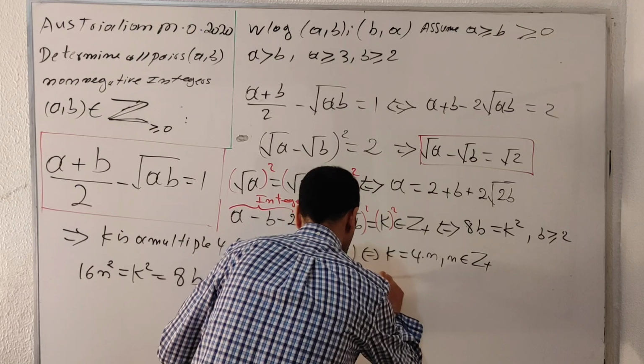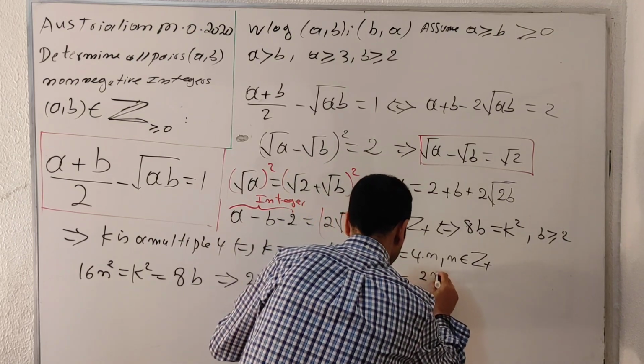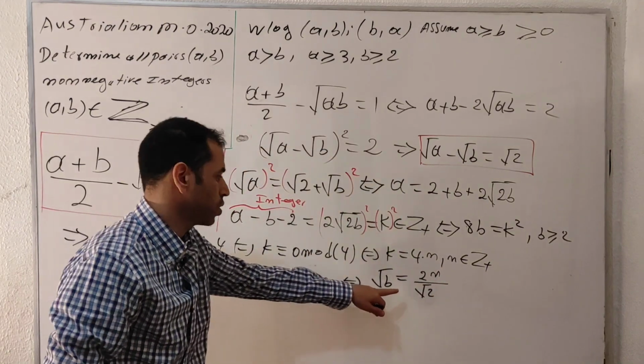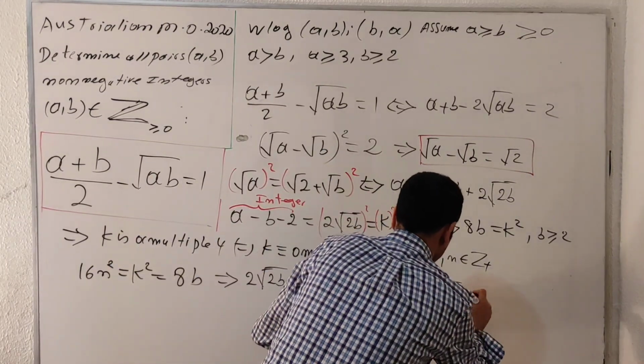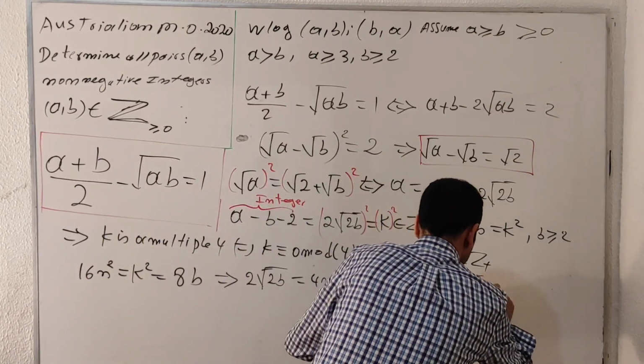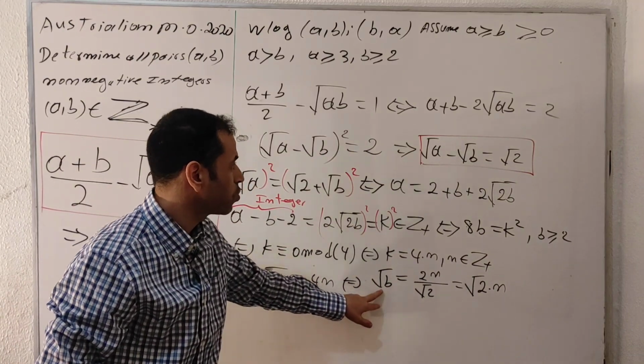Then I'm going to divide both sides by 2 square root of 2. I will get square root of b here equals 2n over square root of 2. 2 will be cancelled out. So this one, 2 over square root of 2, is the same as square root of 2 multiplied by n, like this. Then I found the value of square root of b.